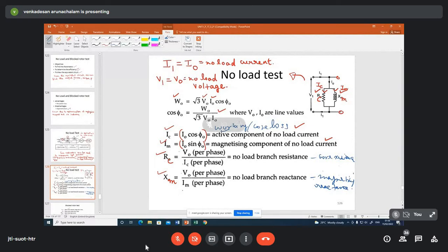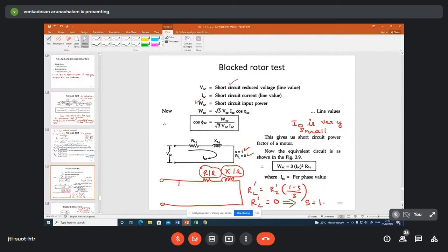So the analysis is very similar to the transformer. It is very easy to understand. Whatever we have done in transformer, the same analysis we are doing here. Similarly, the series parameters, that means the stator resistance, reactance, and rotor resistance and reactance, we can find from the blocked rotor test. The blocked rotor test is very much similar to the short circuit test.